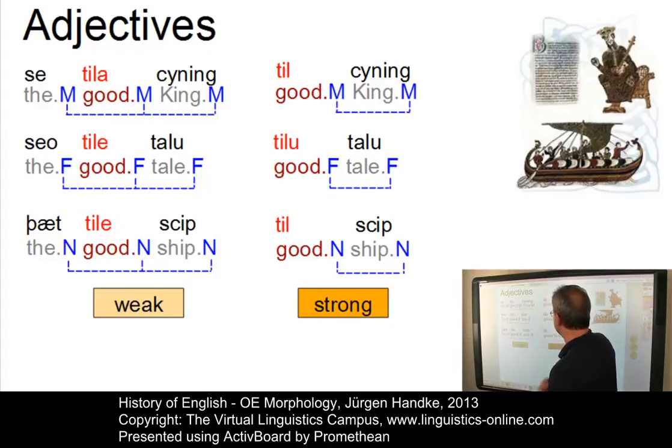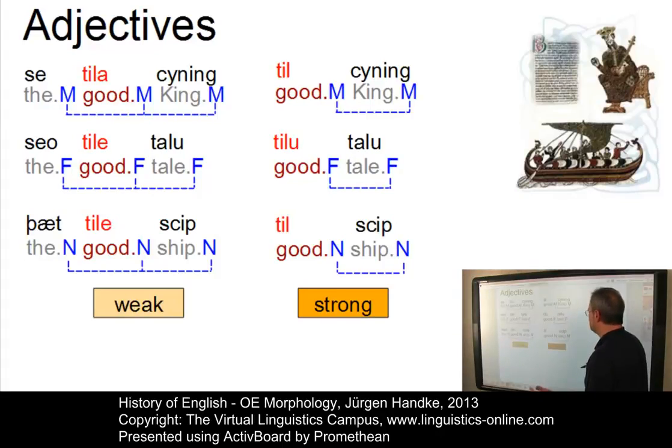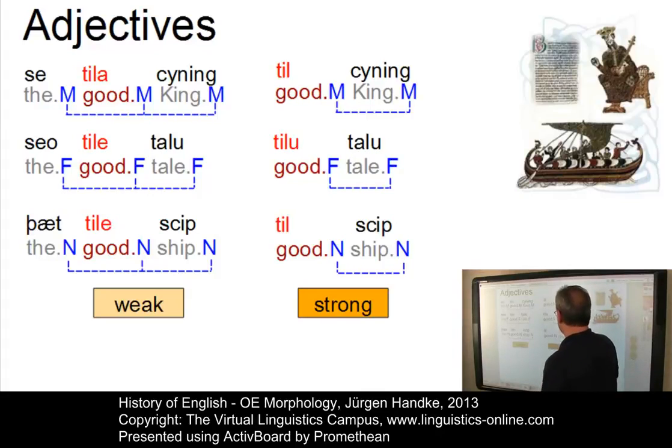So Se tila König is weak. Til König, good king, which is a little bit awkward here because König is not a mass noun, but Til König would be good king, Tilu talu would be good tale, and til ship would be good ship. So this is the distinction between the strong and the weak adjectival declension.